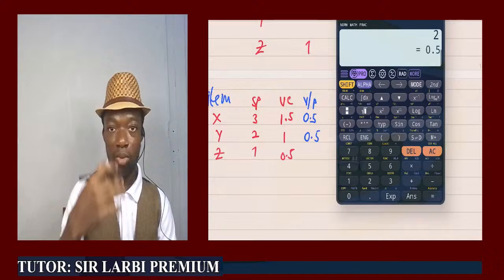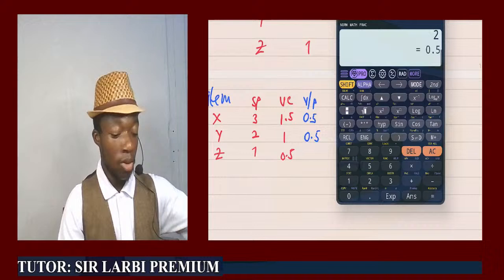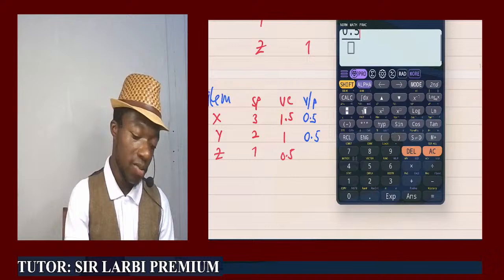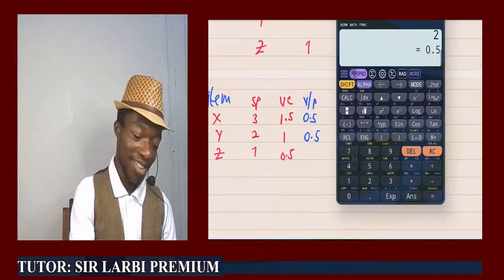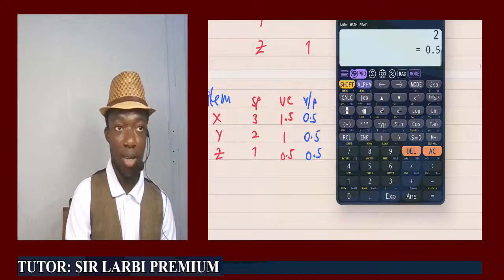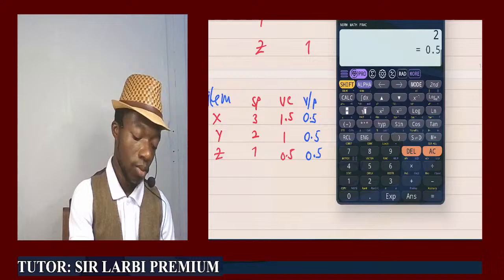Okay, so then you do the same thing here. We have 0.5 divided by 1. Why are we getting all of them as 0.5? It's just a coincidence. It doesn't mean everything will be 0.5. These are just figures, and by coincidence we are getting 0.5. So once you have that, that is fine.